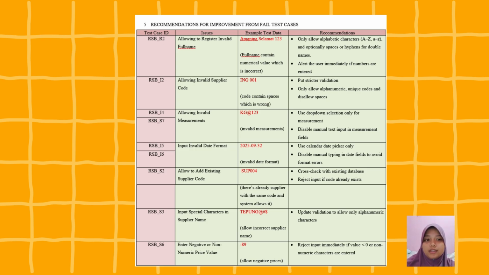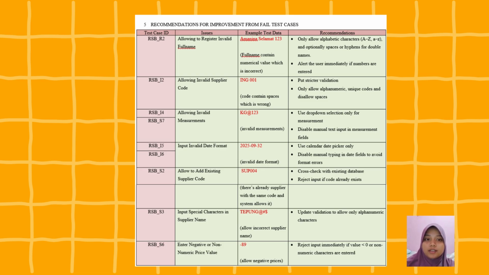The second one is the system also allows an invalid supplier code. For example, a supplier code should not contain spaces, but when we put spaces, the system allowed it. So we recommend a stricter validation by only allowing alphanumeric, unique codes, and disallowing spaces.